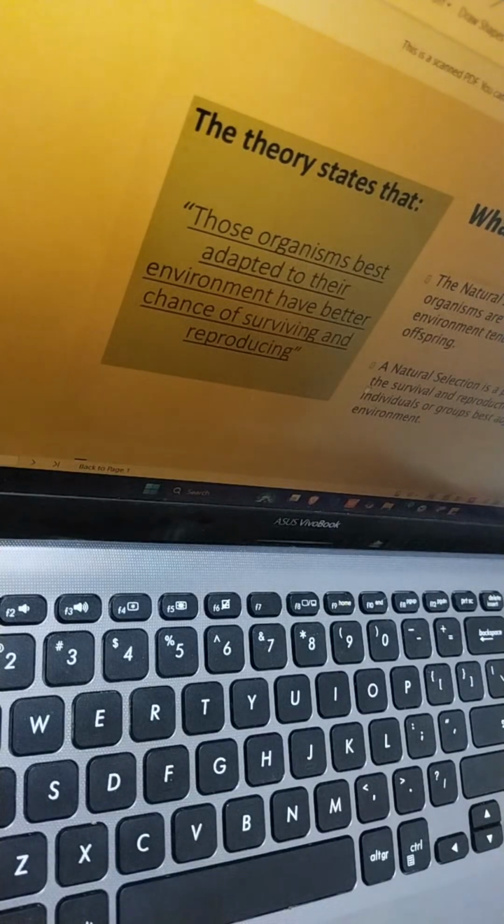So the theory states that those organisms best adapted to their environment have a better chance of surviving and reproducing. Okay, all right.